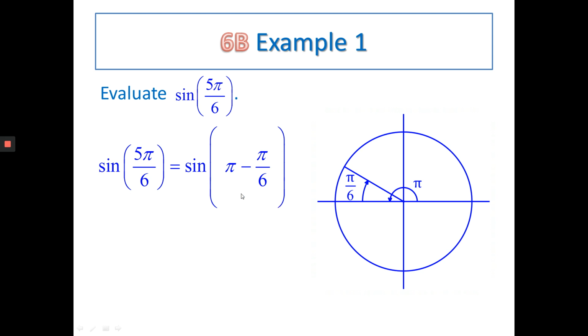Now, visually, when you look at pi minus pi on 6, what that means is you start at 0 and you swing all the way across to pi, which is 180 degrees, and then you swing backwards by pi on 6. Recall, please, that the anti-clockwise rotations are always positive and clockwise rotations are negative. So pi minus pi on 6 means go anti-clockwise by pi radians, and then minus pi on 6 means go clockwise by pi on 6 radians.